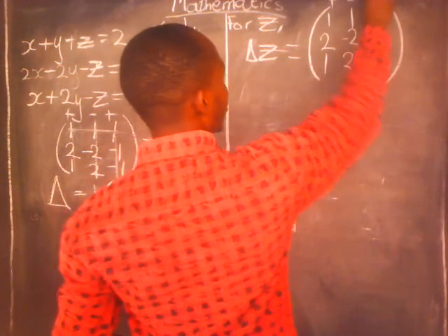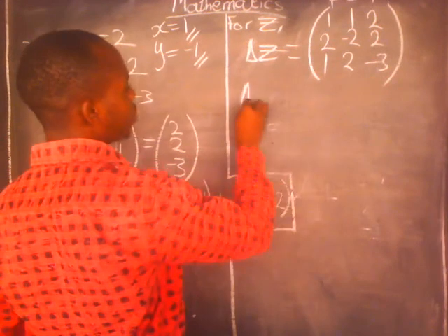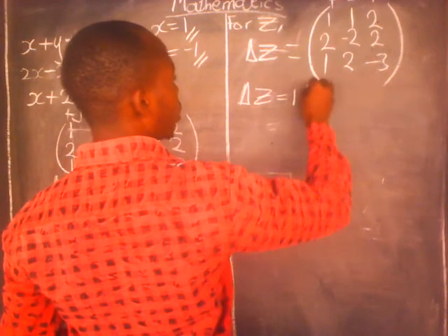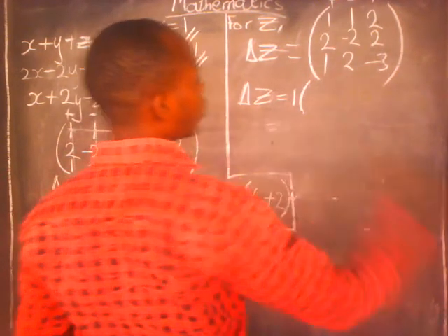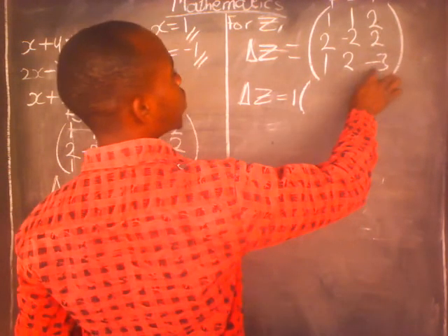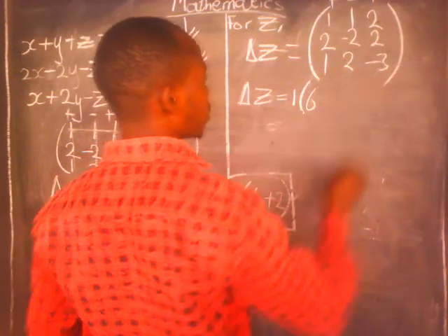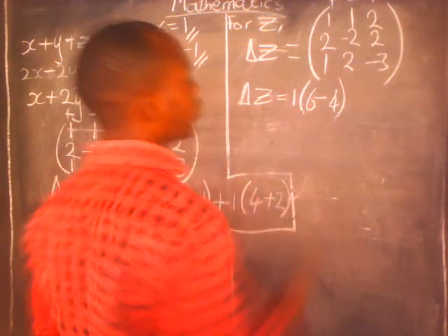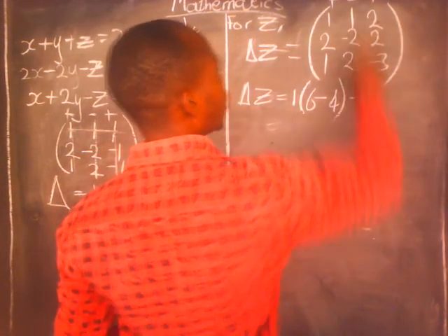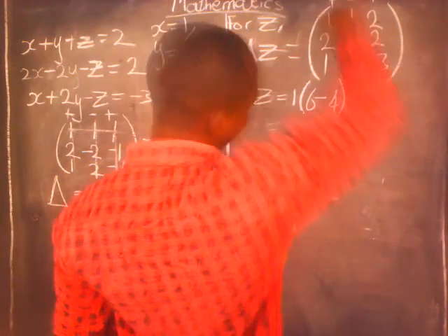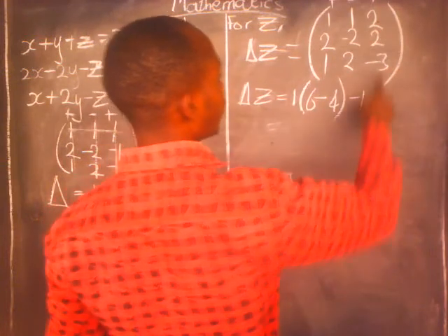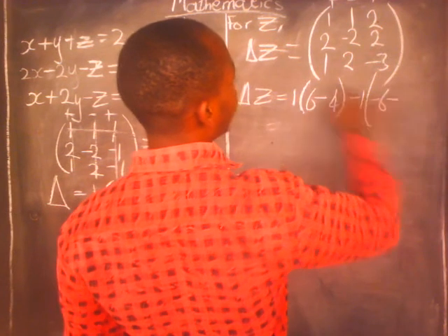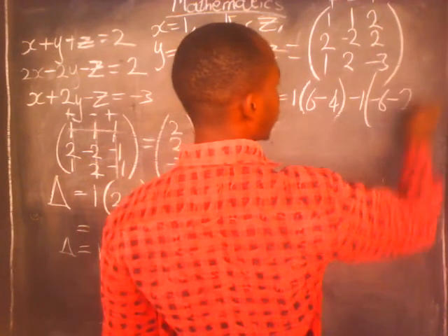The same thing you do, plus minus what? Plus. So we're having that the determinant for z is equal to plus 1, open bracket, the whole of this column will be eliminated, so we'll be left with minus 3 times minus 2, which gives us positive 6. Then minus 2 times 2 gives us 4. Then we'll be having minus 1 next. The whole of this column and this row is eliminated. So we'll be having minus 3 times 2, which is minus 6. And then minus 1 times 2 gives us 2.